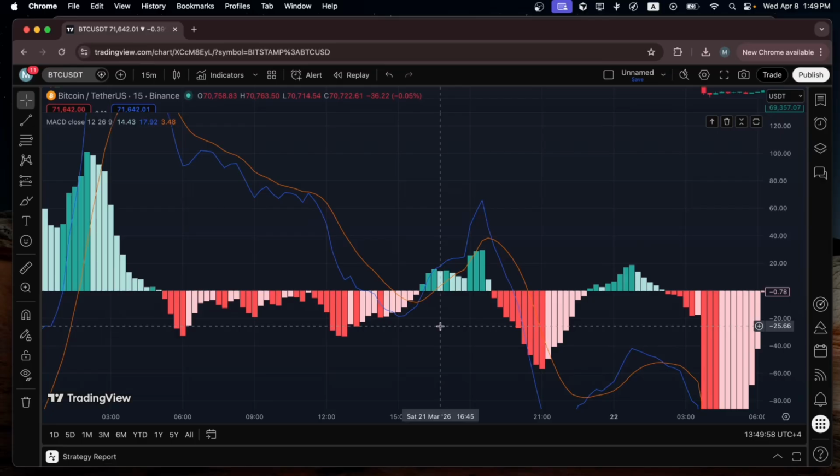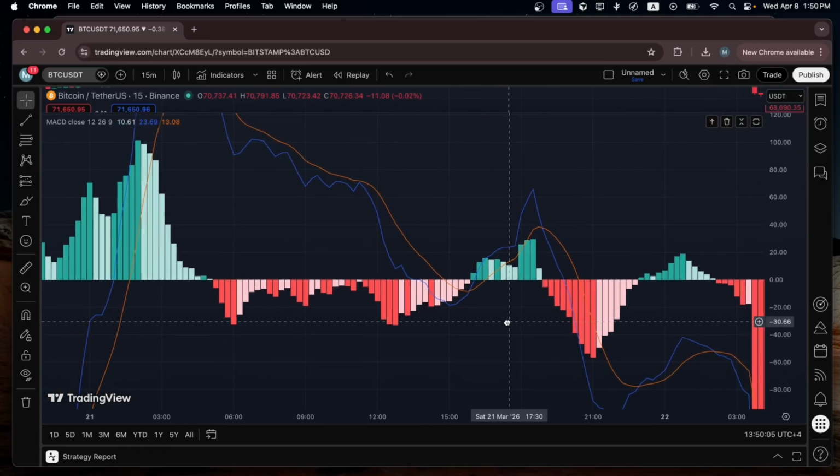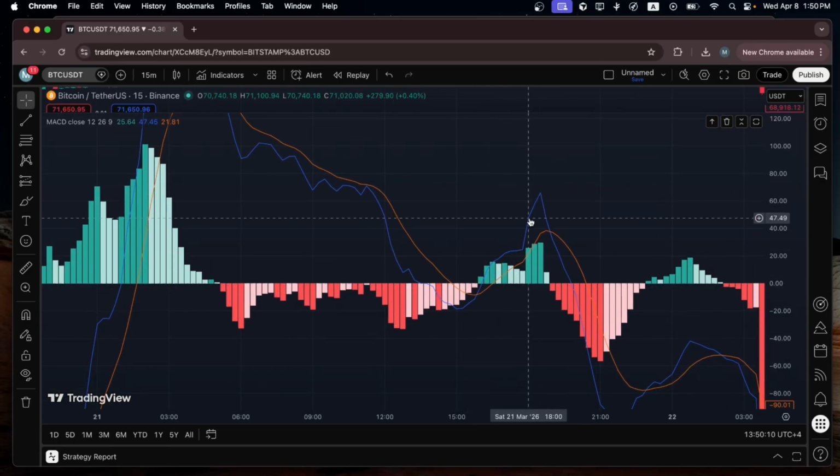Let's first understand what MACD is. MACD stands for Moving Average Convergence Divergence. As you can see on the screen here, there are two lines on this indicator. One is blue, the other one is orange. And basically these bars represent the difference between these two lines. The blue line represents the fast moving average, whereas the orange line represents the slower one.